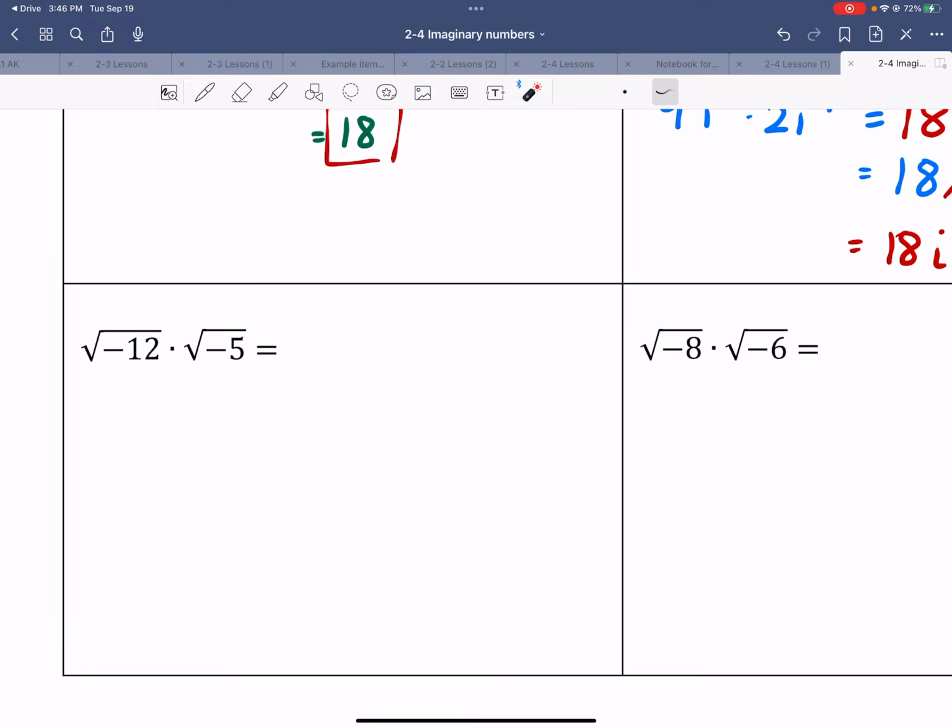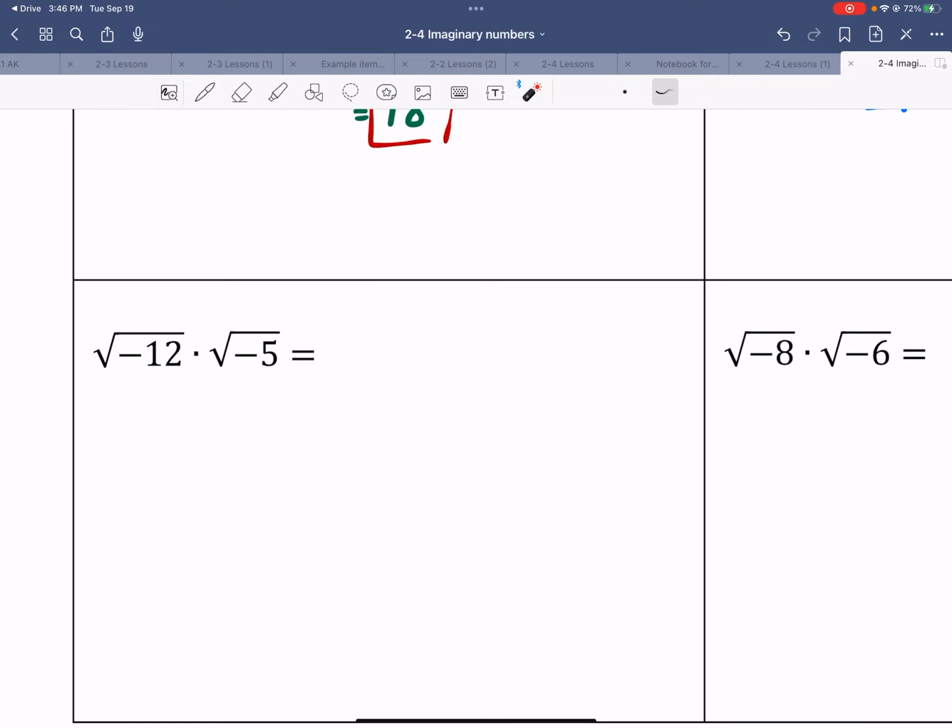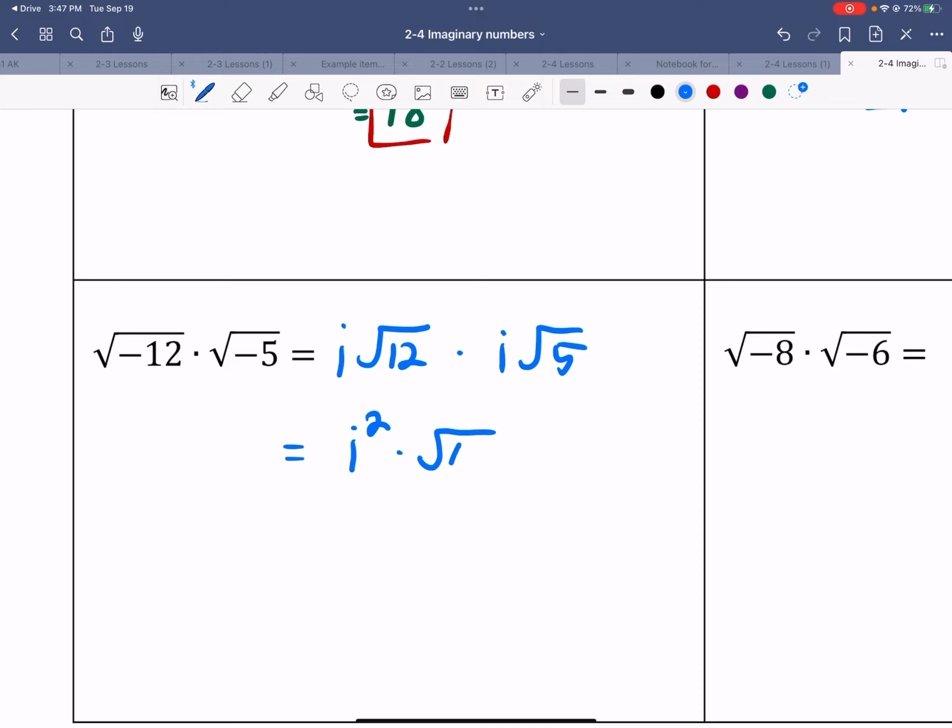It's very simple. But first, when you multiply this one, you cannot just multiply this one and make it positive 60. That's not going to work, because this is the imaginary number. So what you've got to do is write it like this. That's step number one. So let's combine this. I times I is I squared, times 12 times 5 is 60.